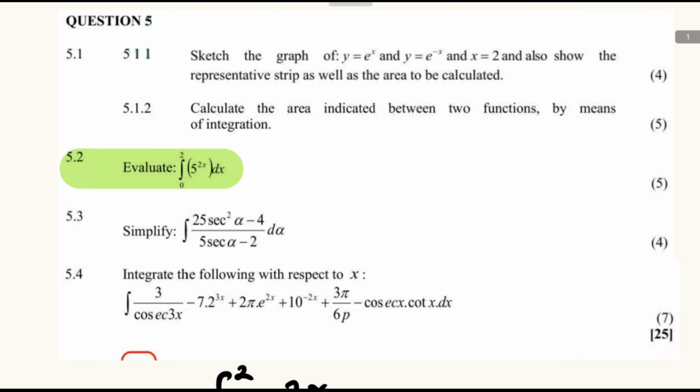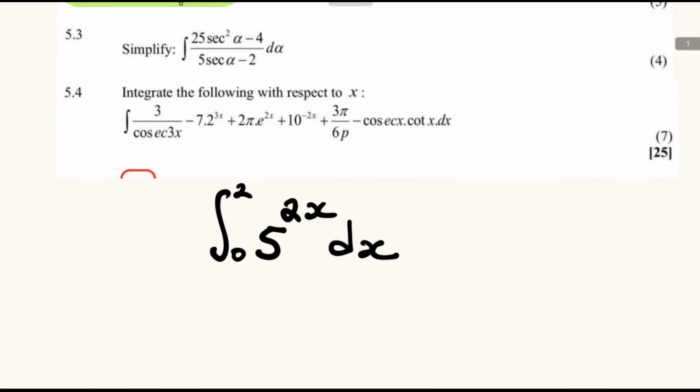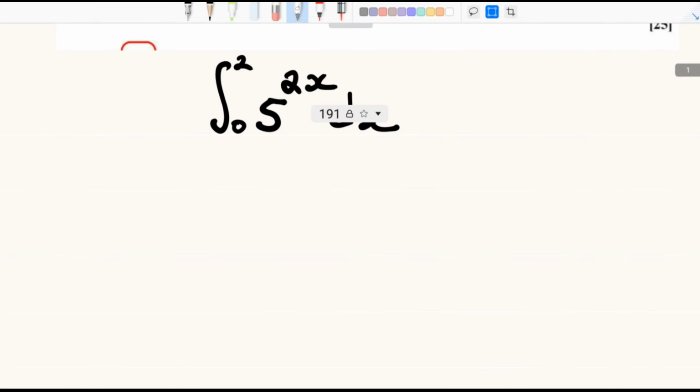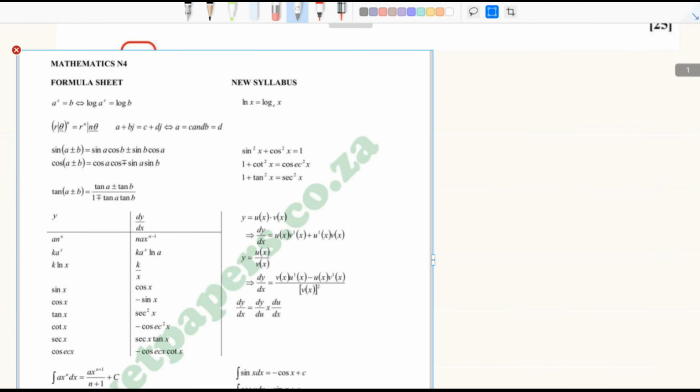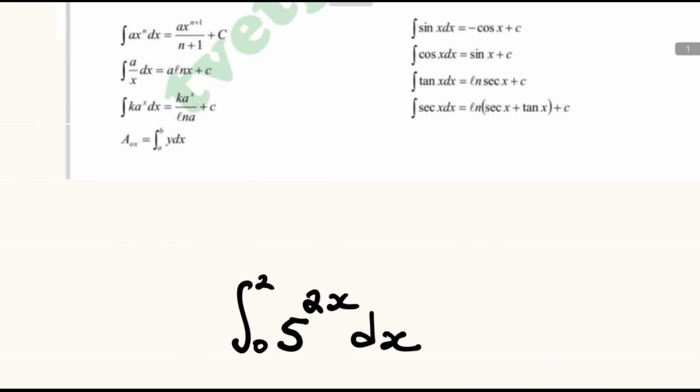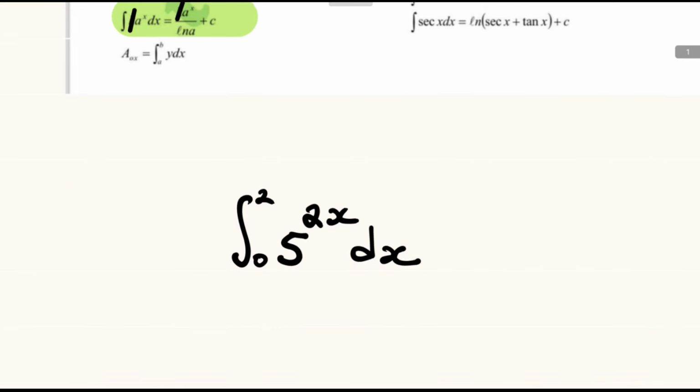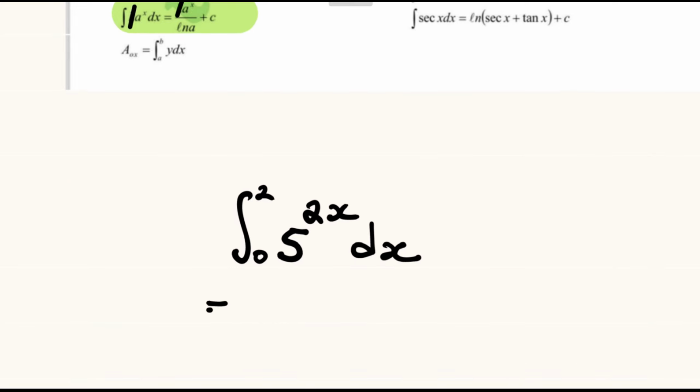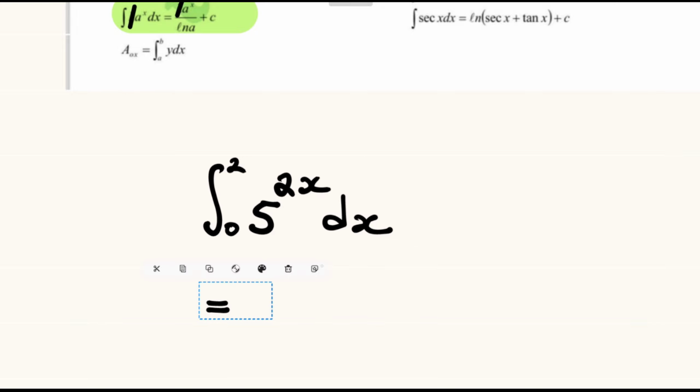Question 5.2, we evaluate the following definite integral, and to evaluate this, we are going to use the formula sheet, and the formula that we are going to use will be that one which is highlighted, but we don't have a constant before the 5 to the power 2x, so let's cancel the k. So our integral in this case will be equal the 5 to the power 2x as it is.